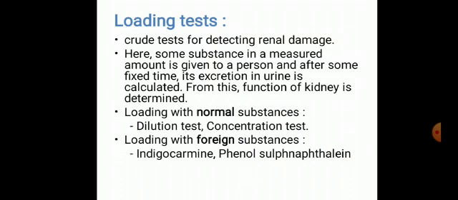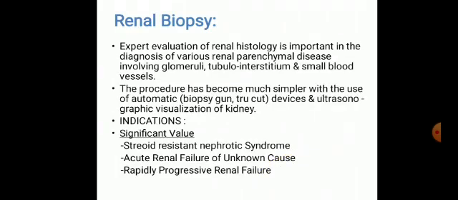Loading test. These are the crude tests for detecting renal damage. Here some substance in a measured amount is given to a person, and after some fixed time its excretion in urine is calculated, and from this the function of the kidney is determined. First is loading with normal substances like the dilution test or concentration test, and the second is loading with foreign substances like indigo-carmine and phenol sulfonaphthalene. Renal biopsy.